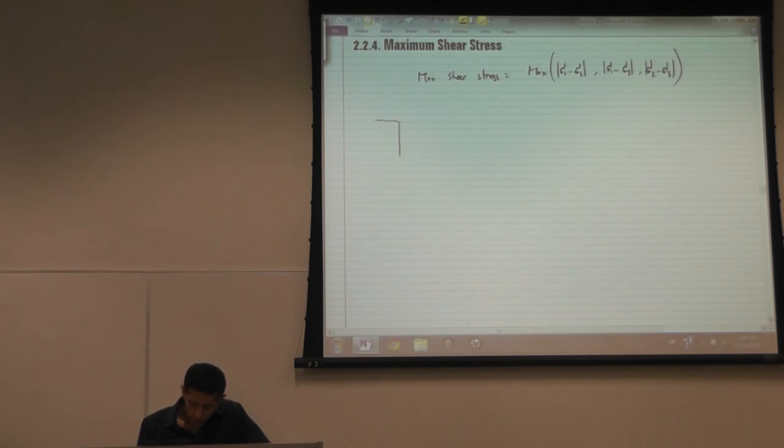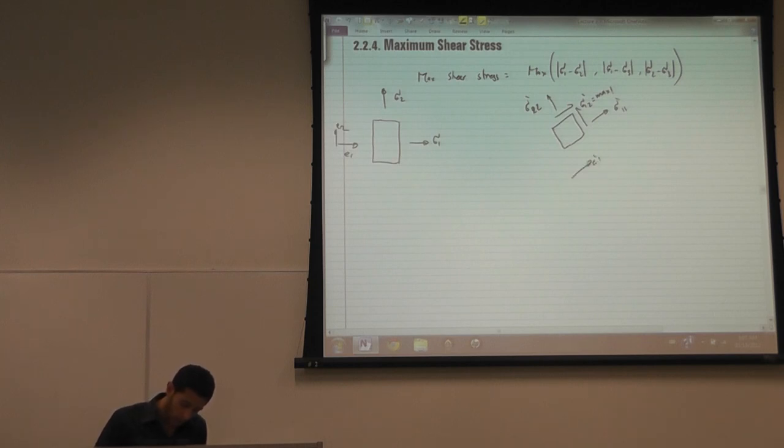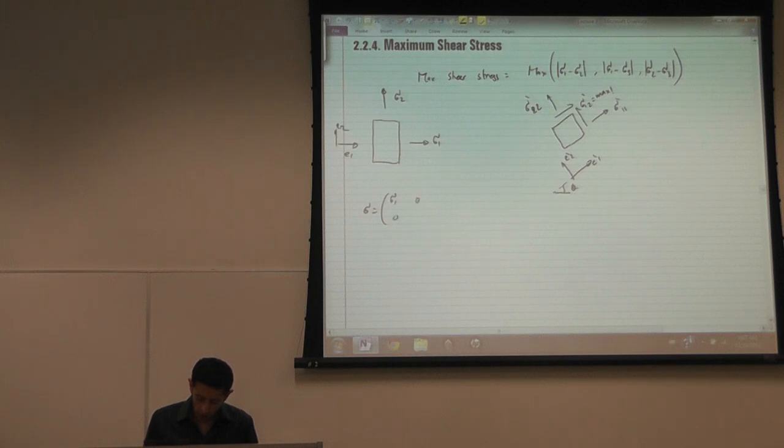Because this was noticed. If you have a coordinate system in which the stress matrix is diagonal, I would like to find the orientation in which I get maximum shear stress. Now what is this orientation and what is this value? Well, let's define this to be cosine theta, sine theta. So let's define a new coordinate system. So this is E1, E2. This is E prime 1, E prime 2, at an angle theta. The stress here is equal to sigma 1, 0, 0, sigma 2. There is a Q here that takes this coordinate system to the new coordinate system.